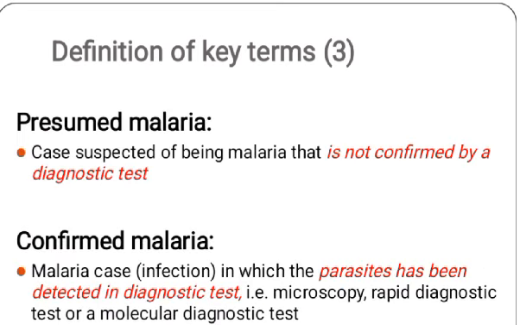Definition of key term. Presumed malaria: a case suspected of being malaria that is not confirmed by a diagnostic test. Confirmed malaria: a case or infection in which the parasite has been detected by a diagnostic test, for example microscopy, RDT or a molecular diagnostic test.